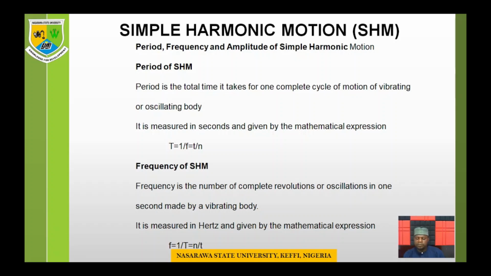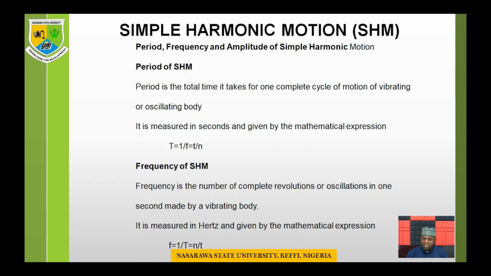The next is frequency of simple harmonic motion. Frequency is the number of complete revolutions or oscillations. You keep seeing new terms coming up: revolution, oscillation, they all mean the same thing. So frequency is the number of complete oscillations or revolutions in 1 second made by a vibrating or oscillating object or body.